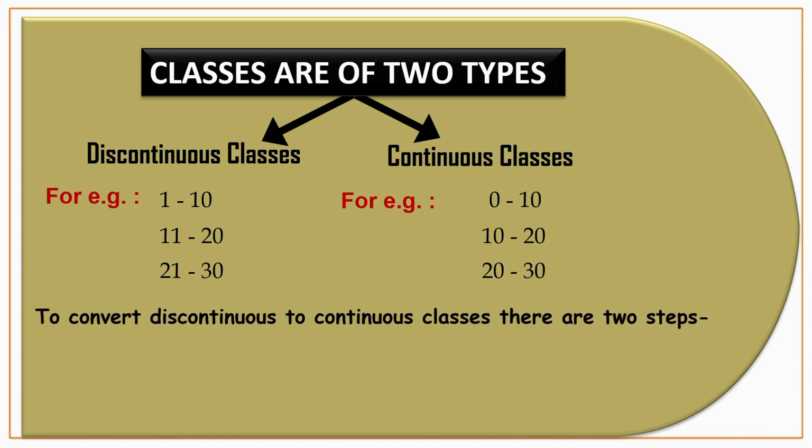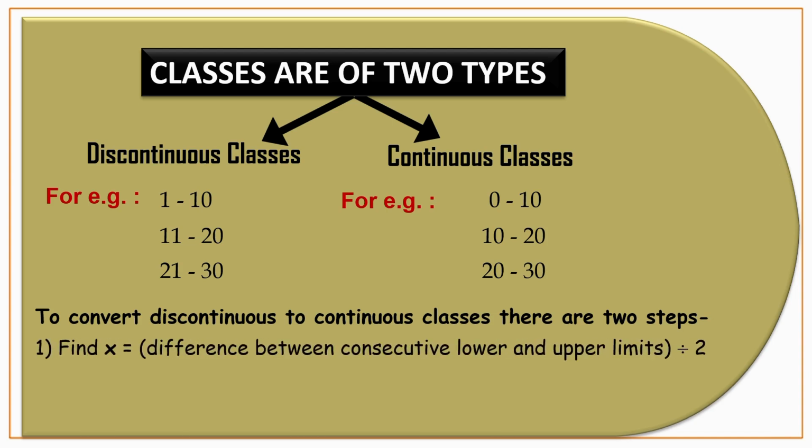To convert discontinuous to continuous classes, there are a few steps. Whenever we have discontinuous classes, we can't represent the data properly. So whenever we find a discontinuous class interval, the first thing we need to do is convert it into a continuous class interval. I will show you how to convert a discontinuous class to a continuous class, and there are some steps that we need to follow.